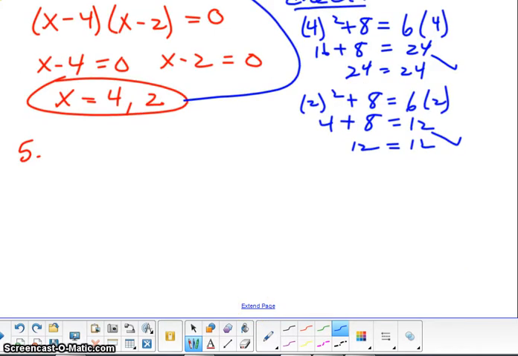Number 5, I'm going to write down 20 plus x squared equals a -x. I would like you to have that solved for class tomorrow. The next examples we are going to have are going to be using GCF.